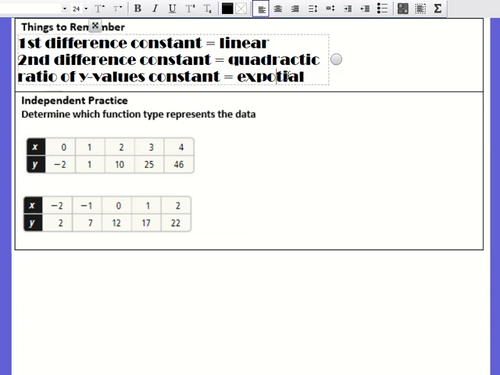Anyway, here is your independent practice. You are, again, just doing exactly what the video said. So check your first difference, second difference, and then your ratios.